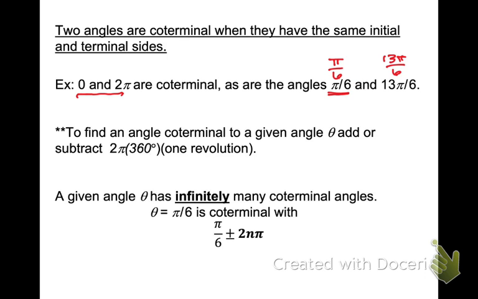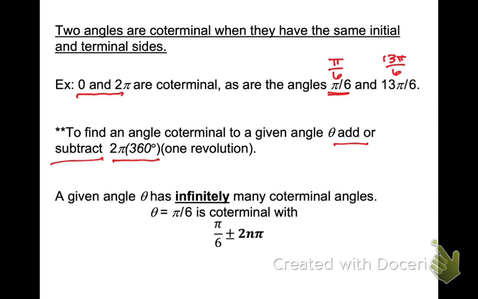So the big thing here is to find a coterminal angle. Guess what we add or subtract? 2 pi or 360. When would I add 2 pi? When it's in what measure? Degrees or radians? 2 pi is radians. So when it's in radians, we're going to add what? 2 pi. When it's degrees, we're going to add what? 360. We can add or subtract either one.